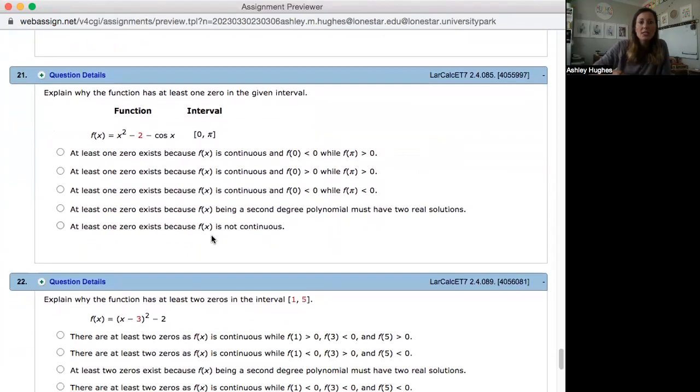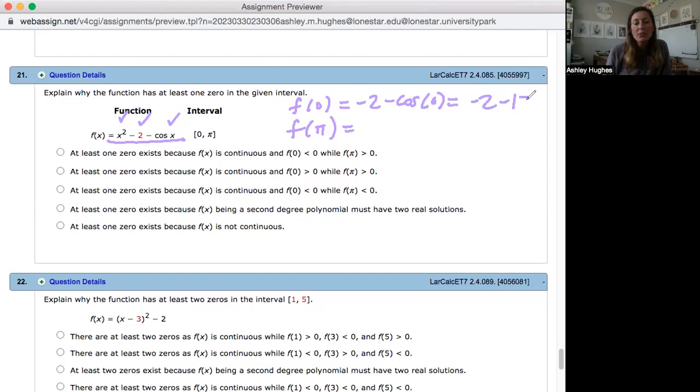Okay, so anytime you see "at least one 0," that means the intermediate value theorem. First, you have to ask yourself, is f continuous? This is continuous because this is continuous, 2 is continuous, and cosine is continuous. So if you add or subtract continuous functions, you have a continuous function. So all you need to do is plug in 0, see what you get, plug in pi, see what you get. If I plug in 0, I get 0 minus 2 minus cosine of 0, which is 1. So you get -2 minus 1, which is -3.